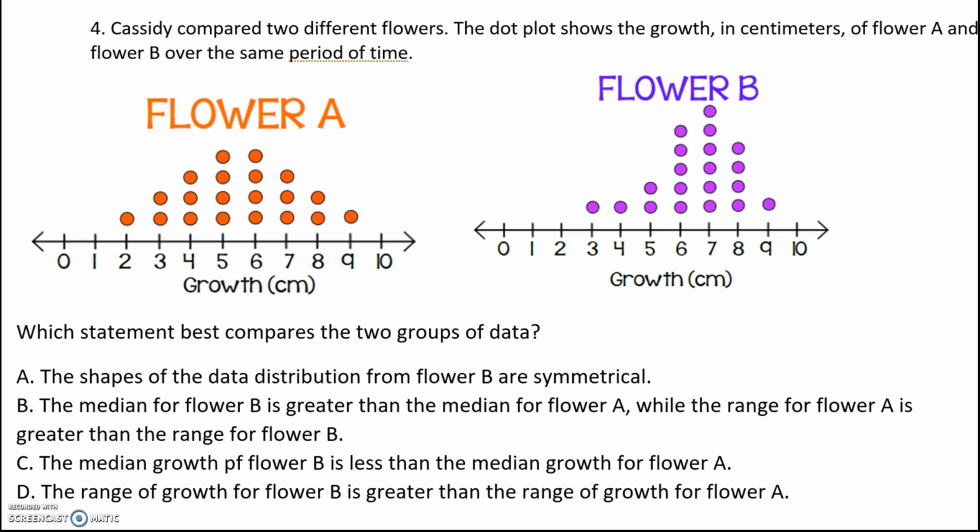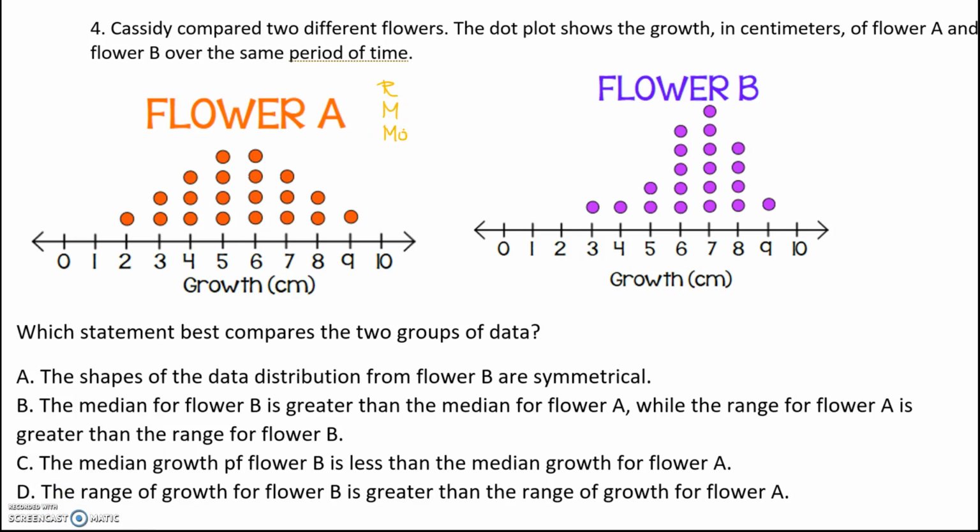It says Cassidy compared the two different flowers. The dot plot shows the growth in centimeters of flower A and flower B over the same period of time. Okay, so dot plots, once again, we have to do our range, median, and mode.